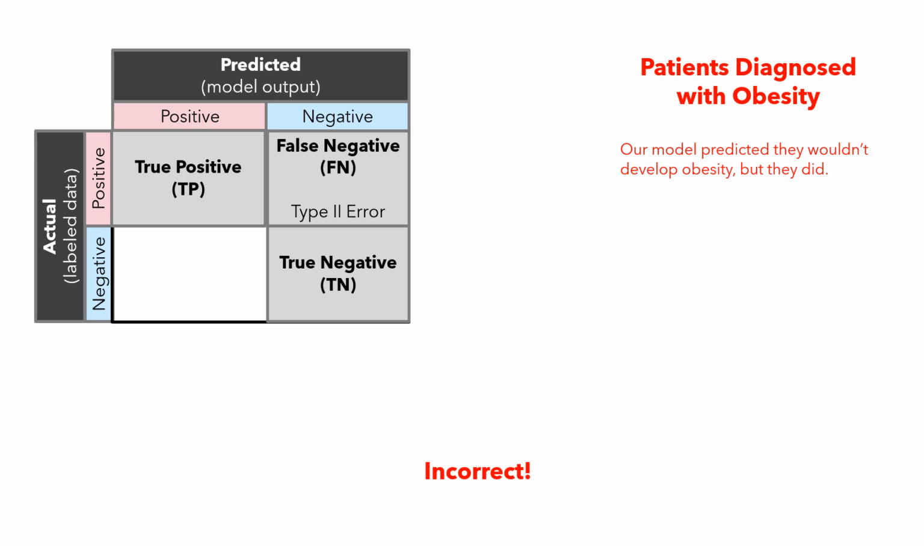The false negatives are going to be those who our model predicted as not developing obesity, but they actually did. This is called a false negative because our model falsely predicted them to be negative. This is also called a type 2 error. The false positives are also ones our model got incorrect, and these are our type 1 errors. These are the ones our model predicted to develop obesity, but they never did.